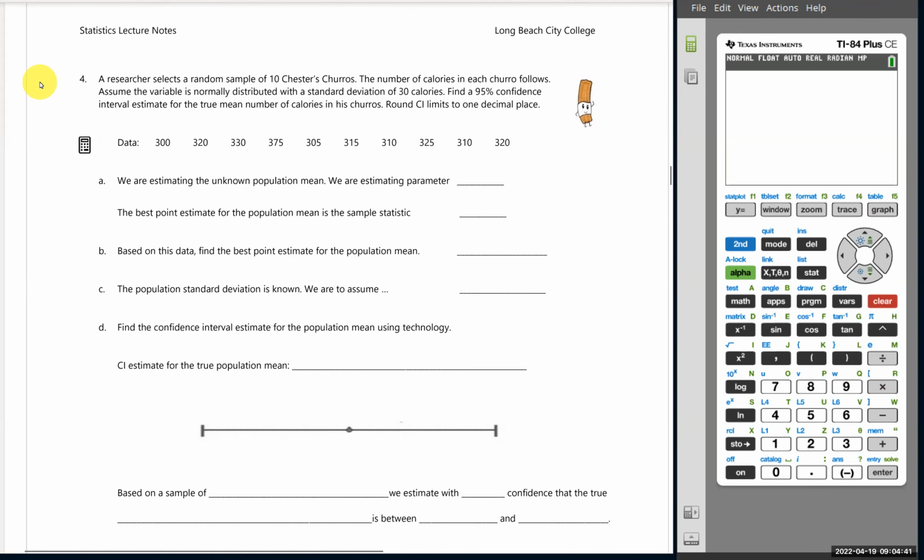Now we'll take a look at an example where they actually provide the data they collected. It says a researcher selects a random sample of 10 Chester's churros. The number of calories in each churro follows. Assume the variable is normally distributed, and this statement is required because our sample size is small.